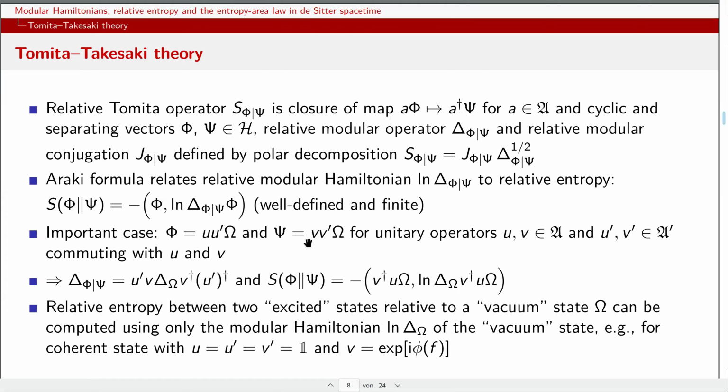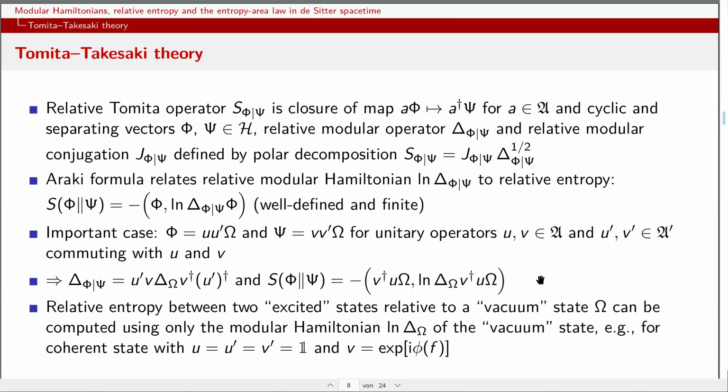It's not difficult to see that in this case, so just plugging these definitions into the definition of the Tomita operator, going through the computation, one sees that the relative modular operator is a unitary conjugation of the one of the vacuum. And therefore also the relative entropy is obtained by acting with unitaries on the vacuum and then taking the expectation value of the vacuum modular Hamiltonian.